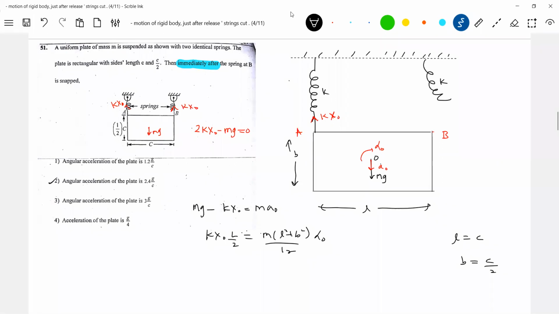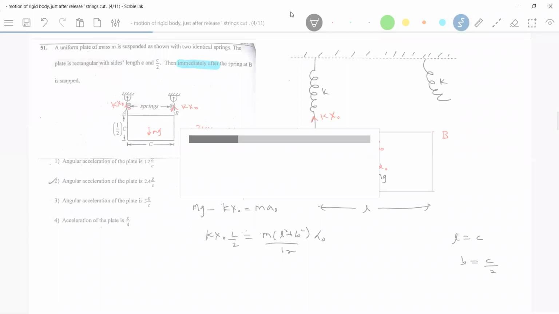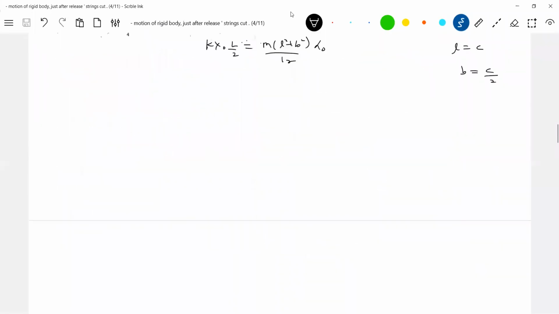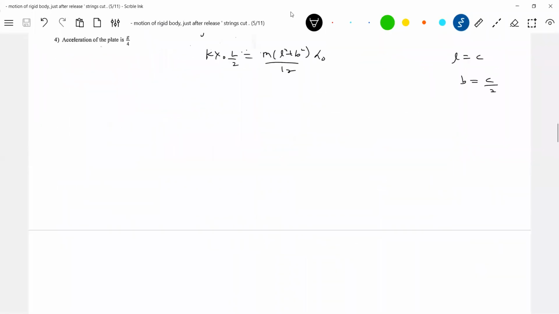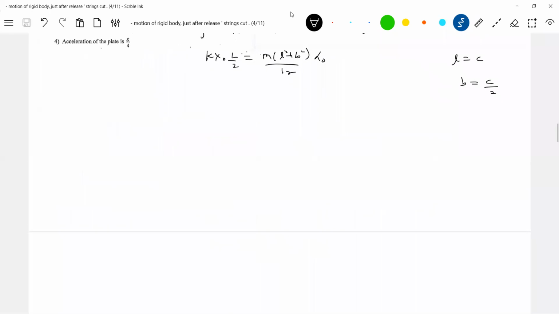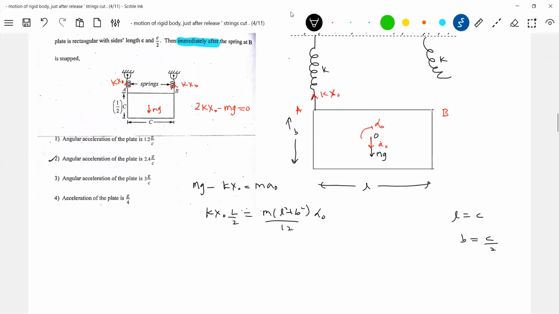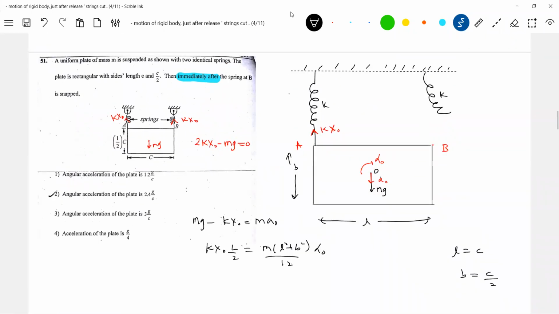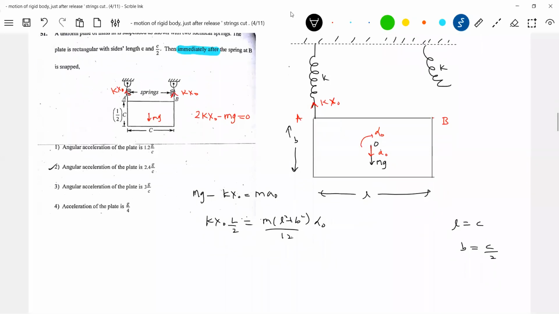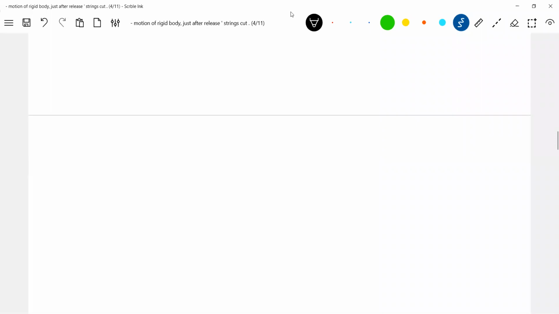I'll take the next question. And now, the previous question, we won't get the answer 2, sir. Option 2. Yes, sir. This one, sir, check it once. Getting, sir, 2.4 g by C. Yeah, check the calculations more. It will come.